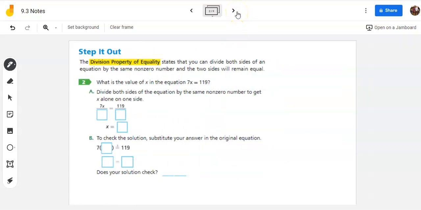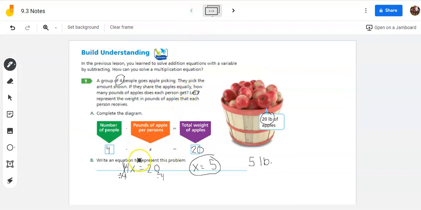Okay, we're going to turn over to page 289 on the top, and it's going to explain what we just did. The division property of equality states that you can divide both sides of an equation by the same non-zero number, and the two sides will remain equal. Like in this last one, we divided 4 on each side. Whatever you do on one side, you have to do on the other side, just like when you do something to a fraction with the numerator and the denominator.